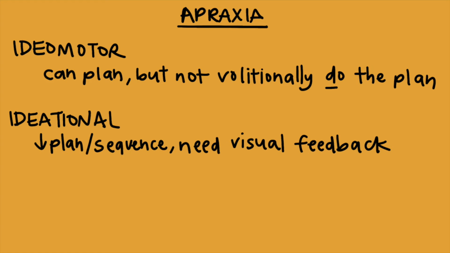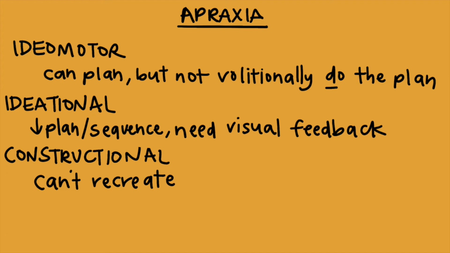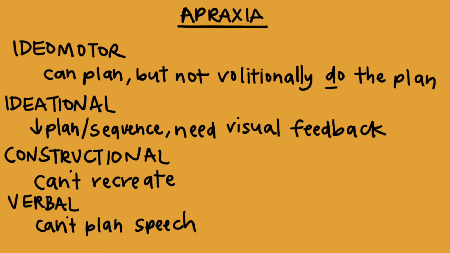In ideational apraxia, your patient has decreased proprioception, which decreases their ability to plan and sequence. So they need a little bit more visual feedback. In constructional apraxia, they can't recreate patterns to perform a task. And in verbal apraxia, they can't motor plan for speech.